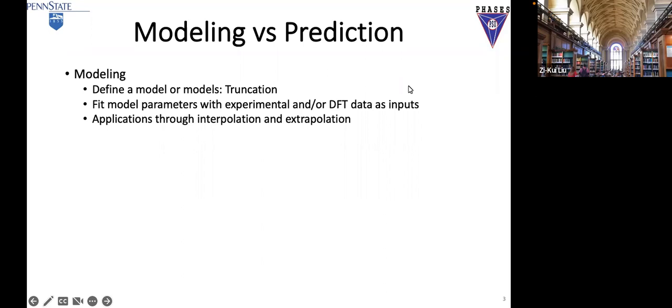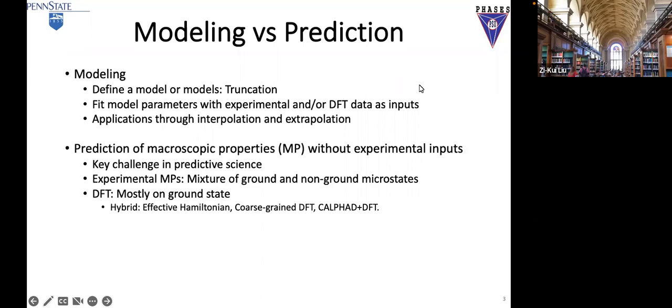Of course, now we have quantum mechanics. We want to predict them, right? Prediction, but we really want to get the microscopic properties which we measure, without experimental input. Right? We want to predict completely from the theory. So that's one of the key challenges in science.